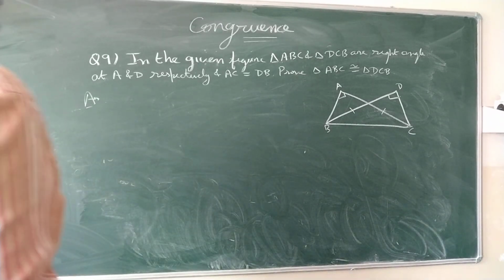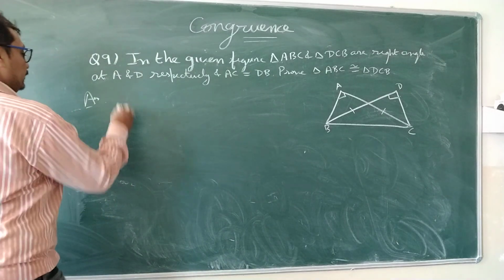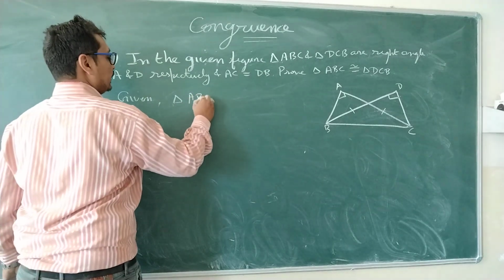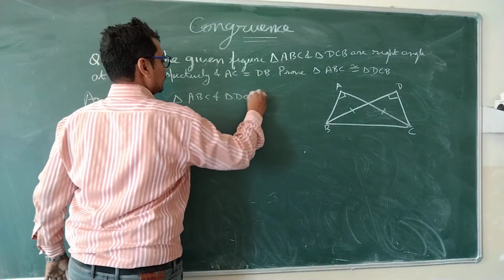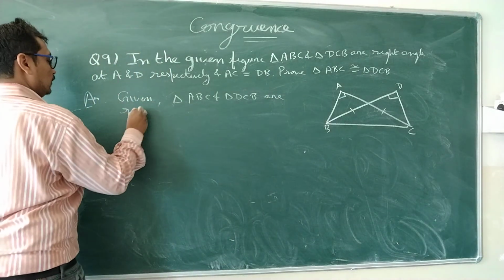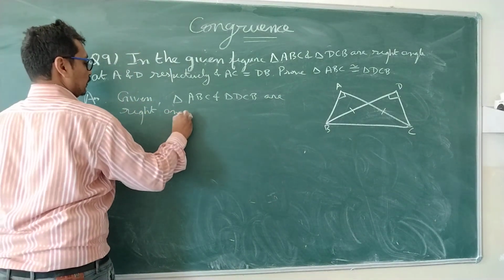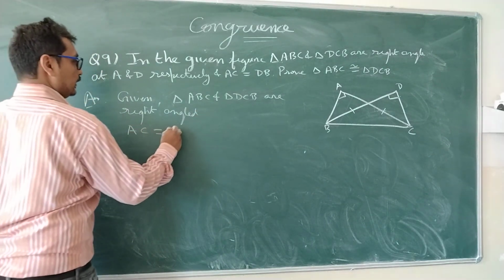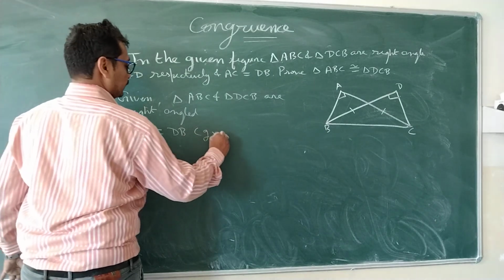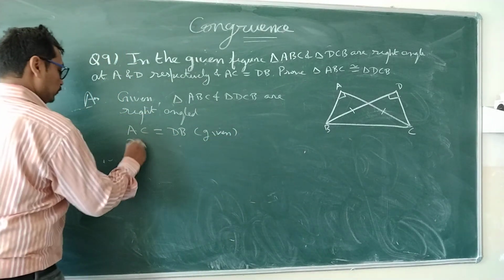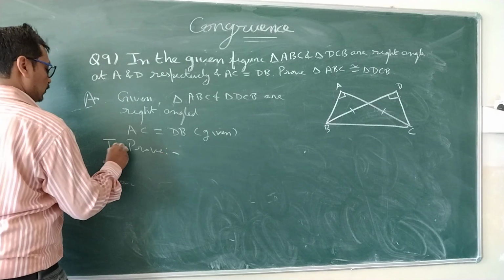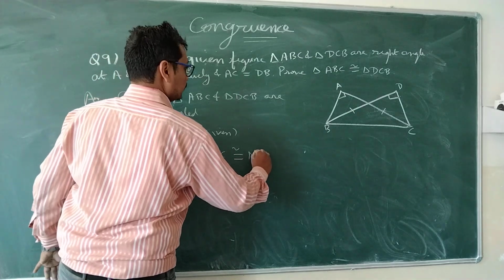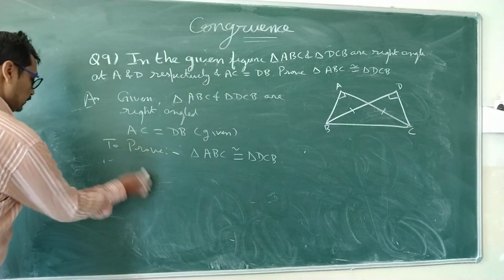In the given figure, triangle ABC and DCB are right angled at A and D. So it is given triangle ABC and triangle DCB are right angled. AC and DB are equal, it is also given. Here we have to prove triangle ABC is congruent to triangle DCB. Proof.